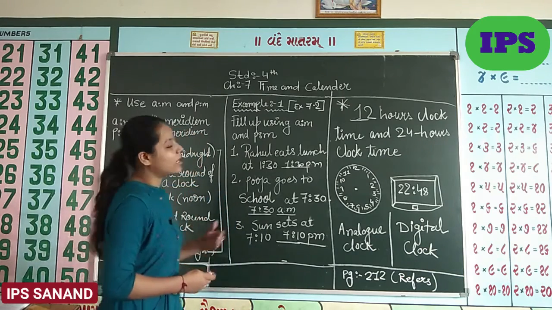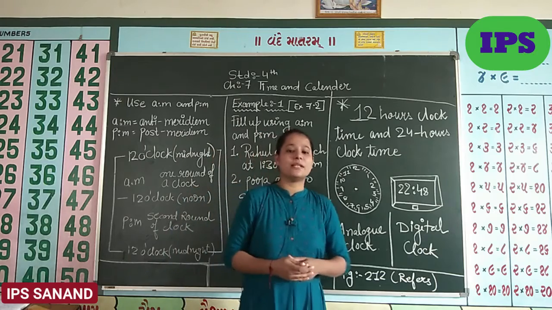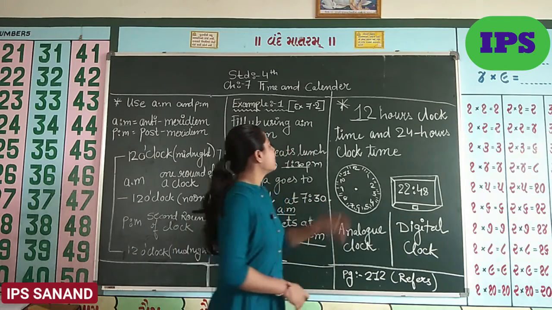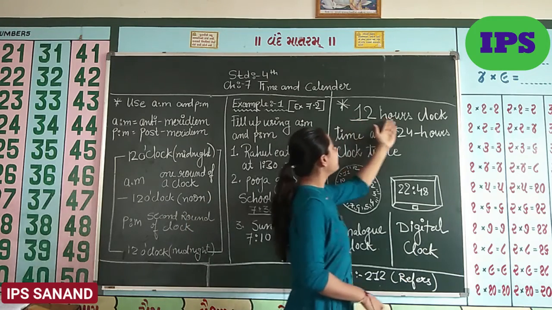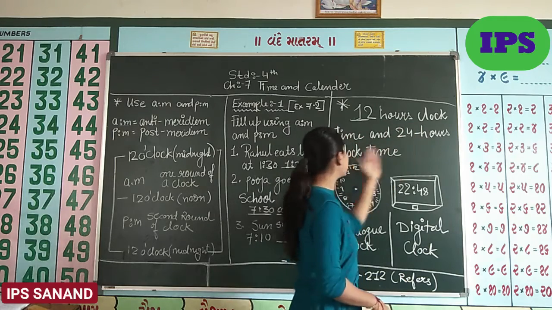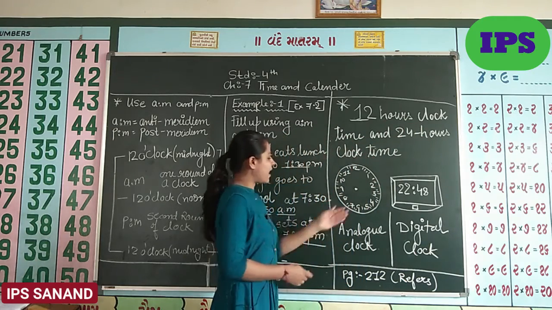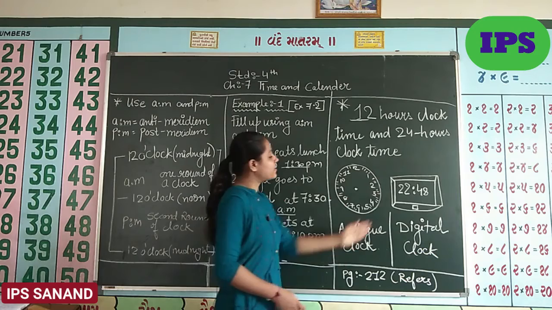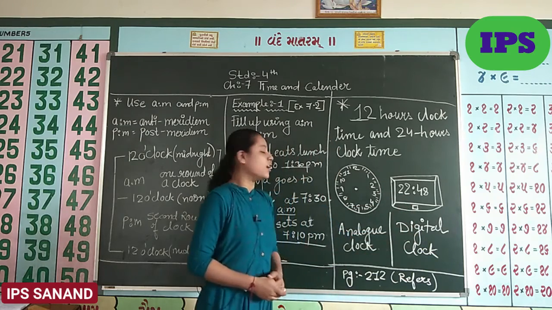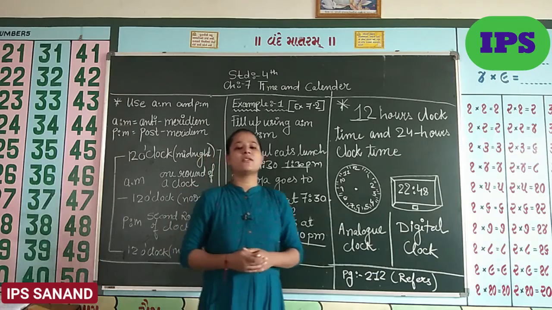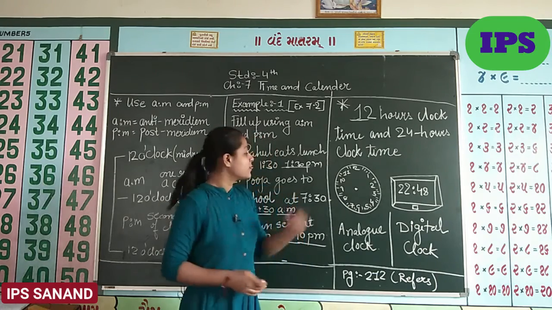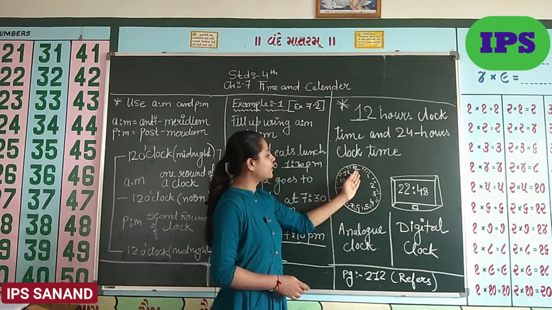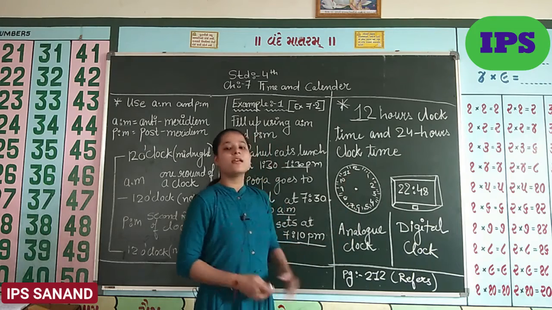Now let's get to another topic of this chapter, in which we will differentiate between the 12 hours clock and the 24 hours clock. So our next topic is 12 hours clock time and 24 hours clock time. You can see I have made two clocks here. The first one is called an analog clock and the second is a digital clock. Now what is an analog clock? We all have analog clocks at our home. It has 12 divisions. You can see it starts from 1 and ends at 12. So this is the analog clock.